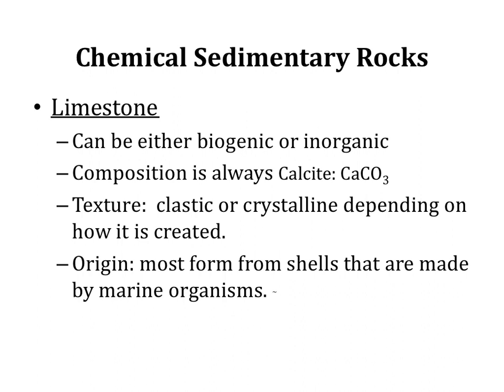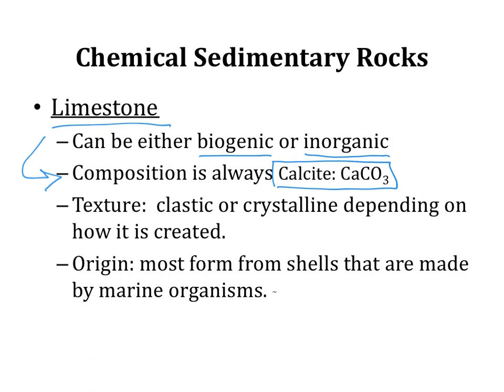So we're going to start with limestone. Limestone can form in both ways. Sometimes limestone forms from shells that were made by marine organisms. Sometimes it forms when the mineral precipitates directly out of the water. The composition is always calcite. So that's one of the minerals that we learned in chapter 3. And we haven't talked about it for a while because it does not occur in the igneous rocks. But it's an important mineral for these chemical sedimentary rocks. So limestone is always made of calcite.